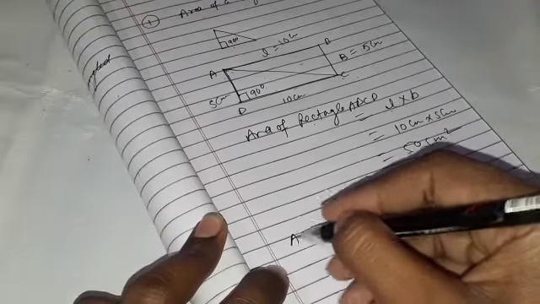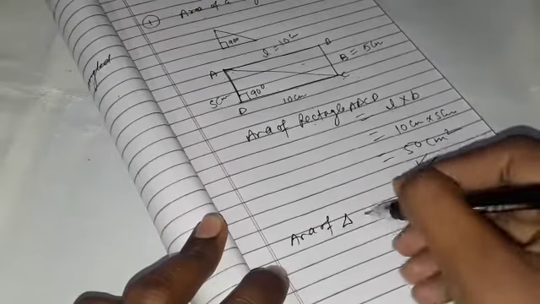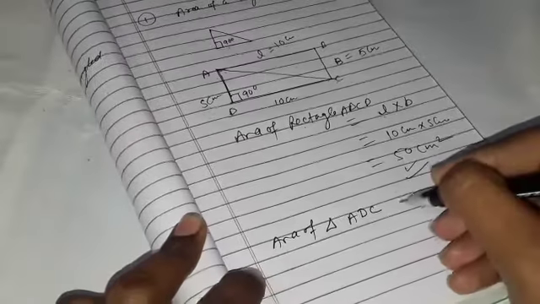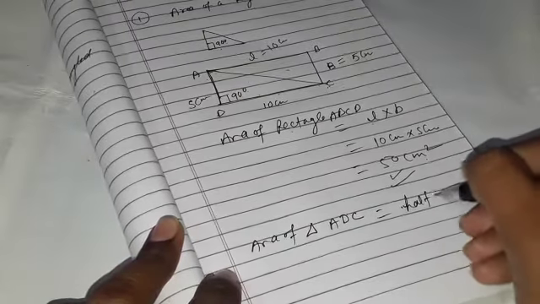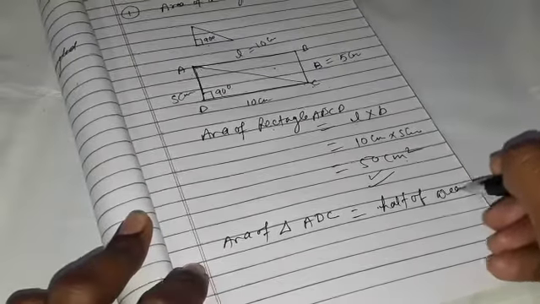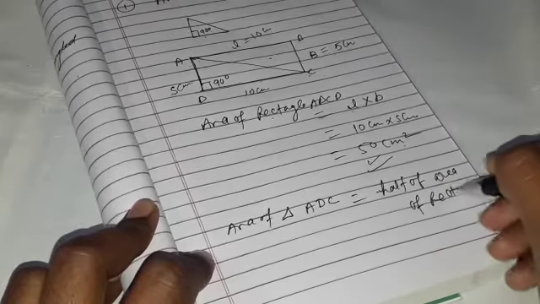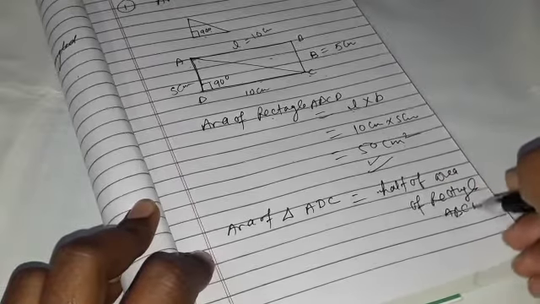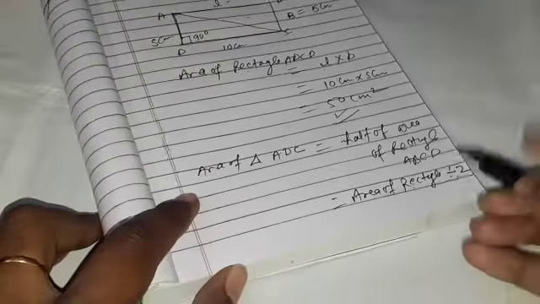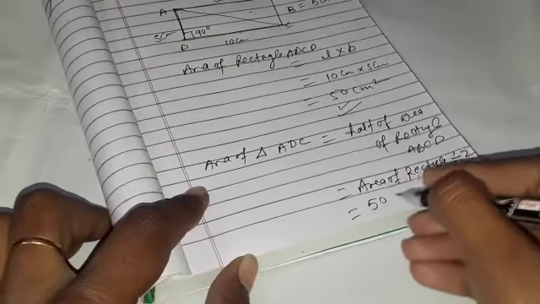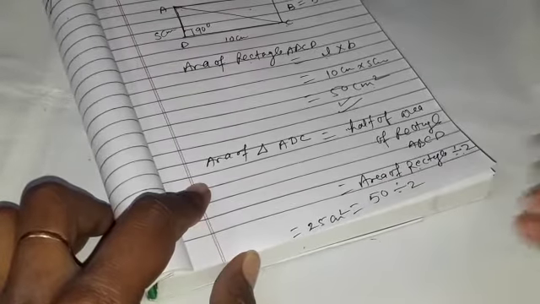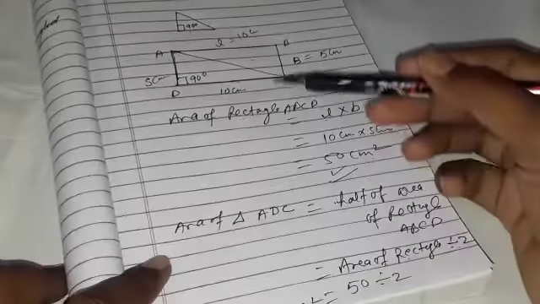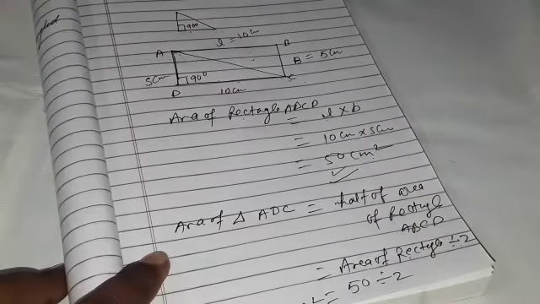So area of triangle ADC is actually the half of area of rectangle ABCD. So the meaning is area of rectangle divided by 2. The meaning is 50 divided by 2, which is equal to 25 centimeter square. So this is how you solve your area of right angle triangle.